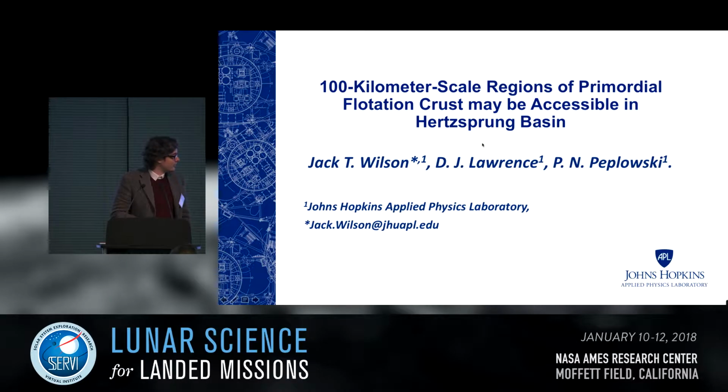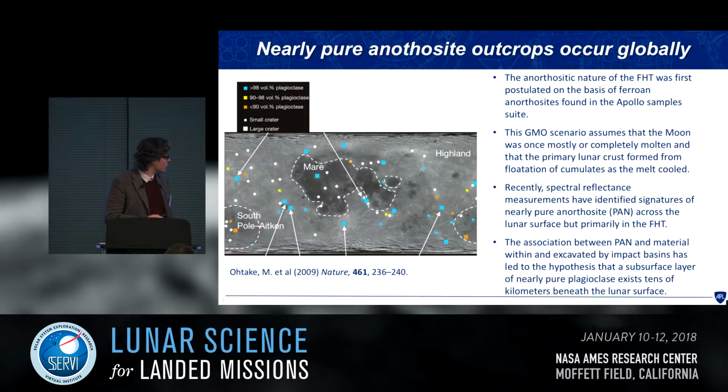Okay, thank you. Yeah, so I'm going to try and convince you that if you want to find somewhere where you can fairly easily access a sample of plagioclase-rich primary crust, Hertzsprung is a pretty good bet.